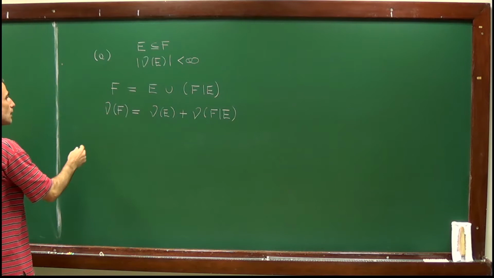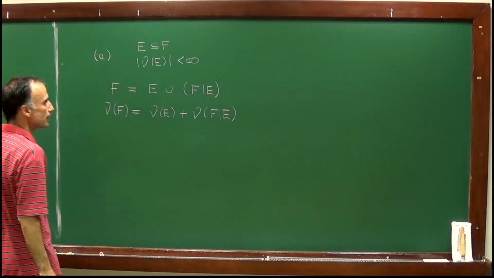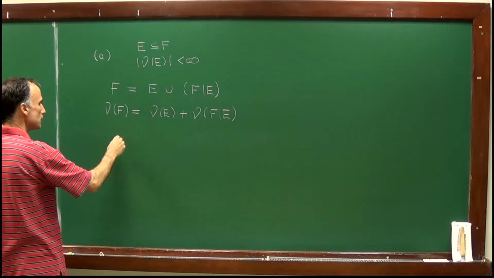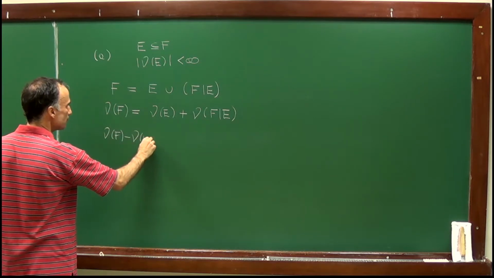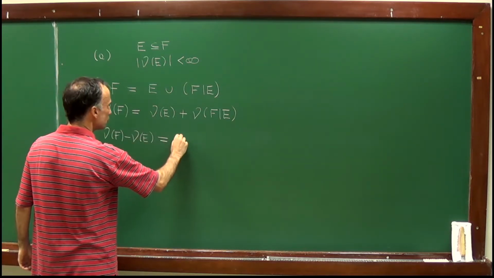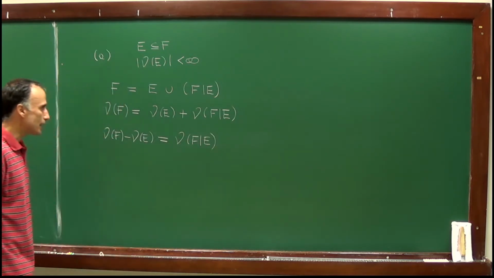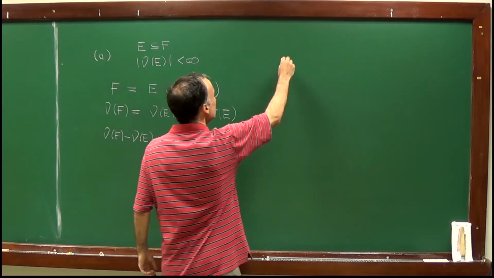because these two sets are disjoint. And now, since we are assuming that nu of E is finite, I can subtract nu of E on both sides to get that nu of F minus nu of E is equal to nu of F minus E, as I claimed. We can also prove B.